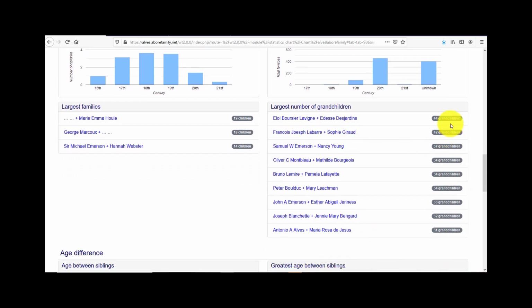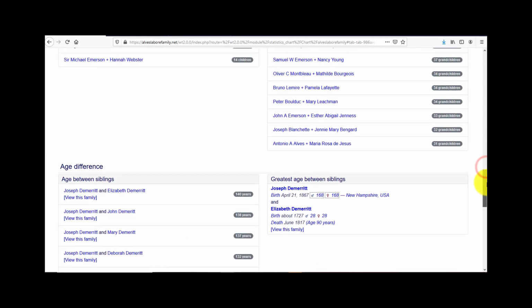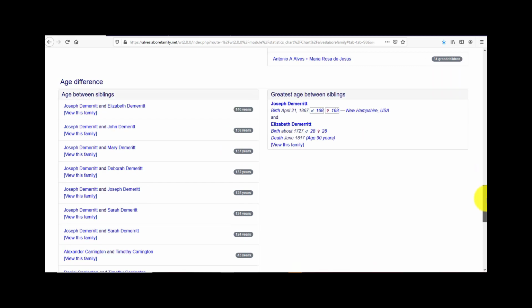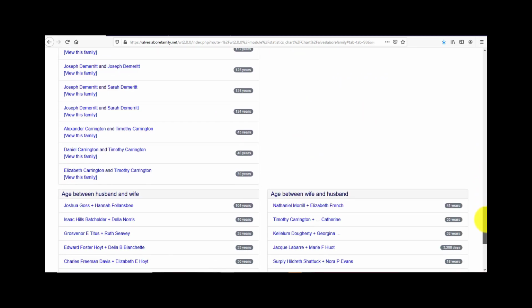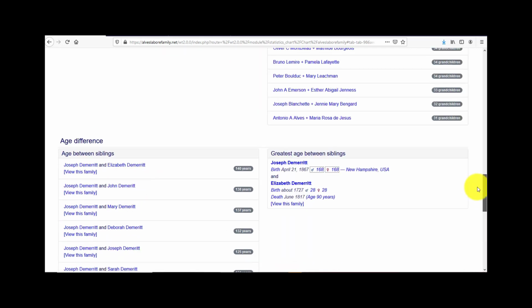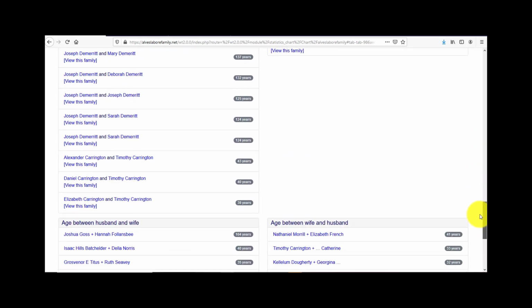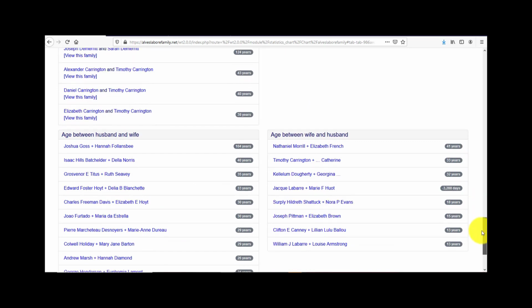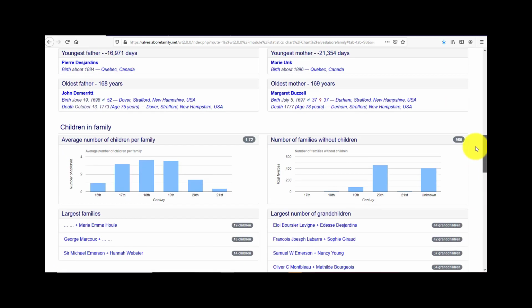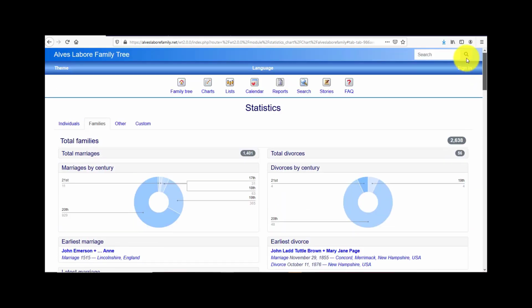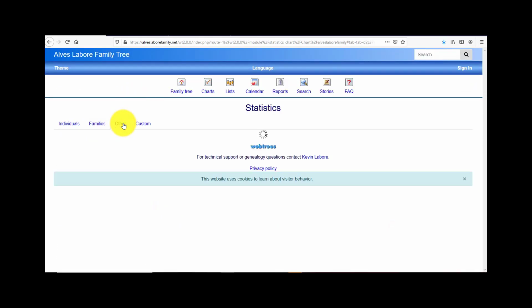Larger number of the grandchildren, so this is kind of interesting, at least by known. So you can see this person has 44 grandchildren. This person only has 31 grandchildren. So that's information. Greatest difference between siblings was 28 years up here, and age between wife and husband. Of course, that's based on records, so there may be some inaccuracies in that.